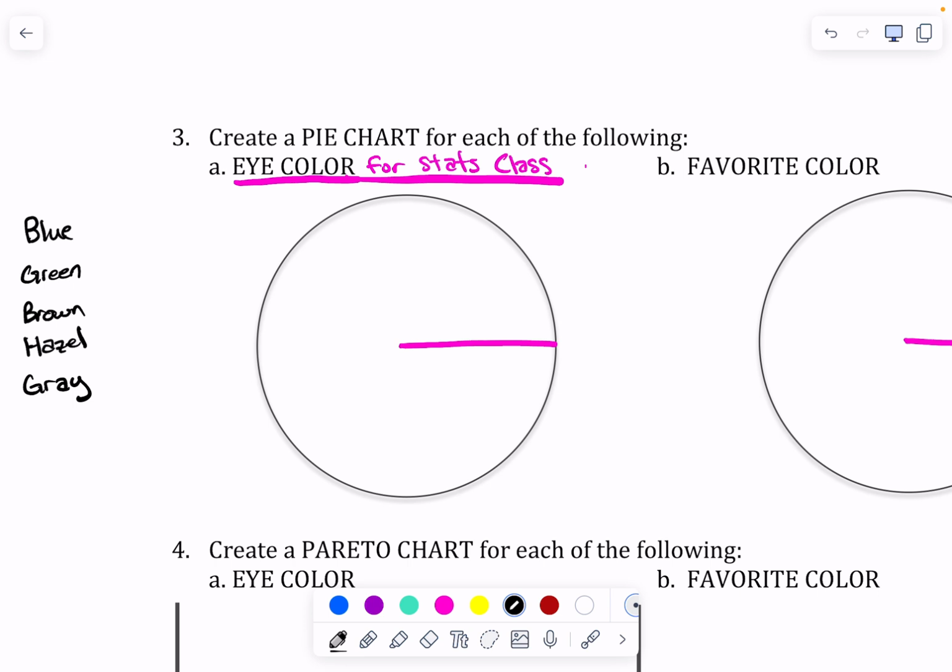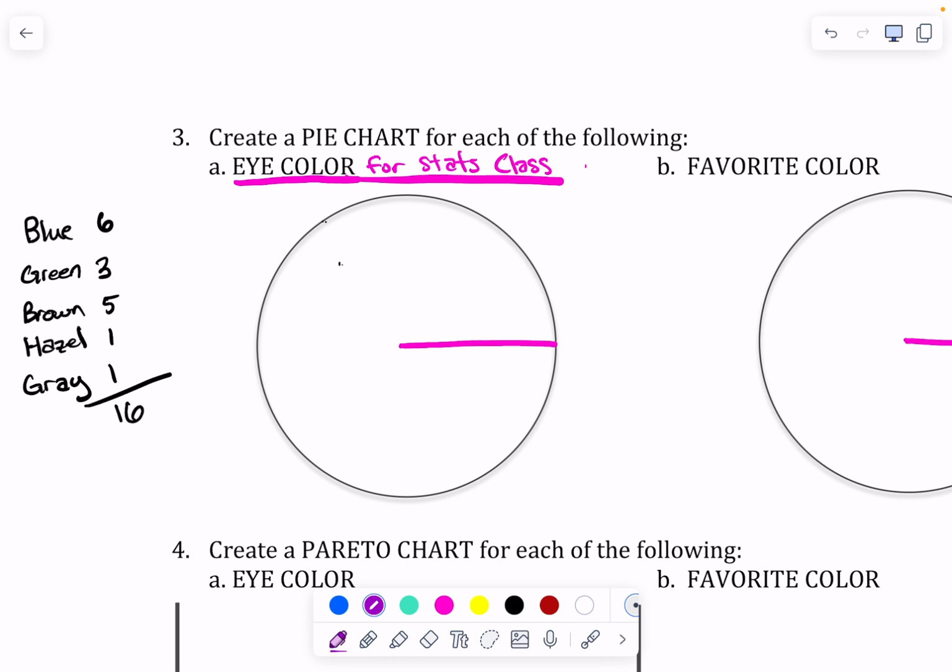Okay. Blue. How many blue eyes are there? Count. 1, 2, 3, 4, 5, 6. How many green? 1, 2, 3. How many brown? 1, 2, 3, 4, 5. Hazel? 1. Gray? 1. That makes a total of 16 people. Don't we need a protractor? Yeah, we will in just a second.